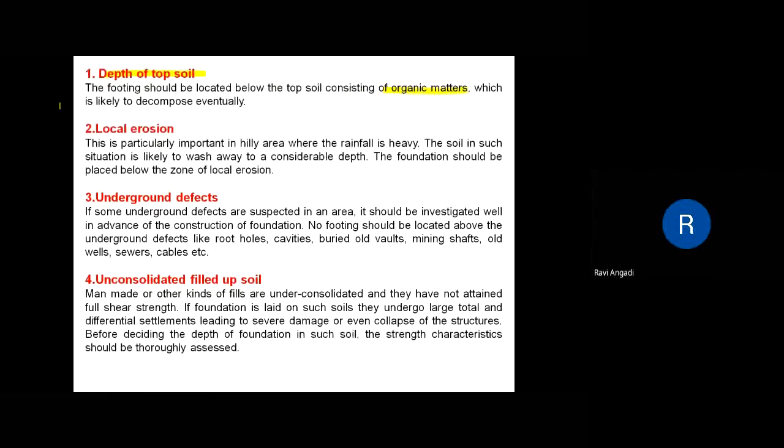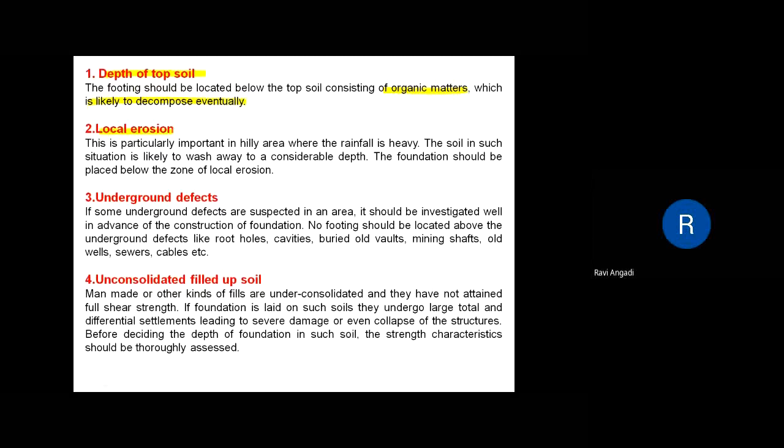If you do not take the footing below whatever organic matter is present, then it may damage the footing. So you need to take it below the organic matter present in the soil.